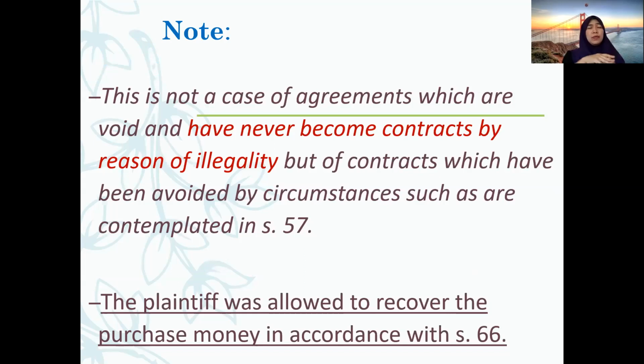If you look closer, it is not really so much about illegality, but more relevant to discuss under section 57 rather than section 24. Because of that, the plaintiff was allowed to recover the purchase money in accordance with section 66. So the gist of it is under 57 rather than 24. The remedy was made available to the party, who can get back the purchase money.